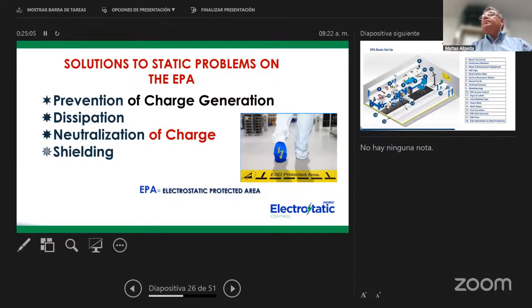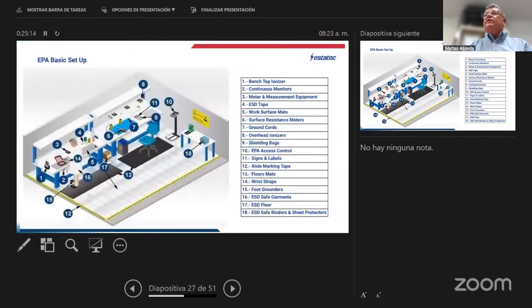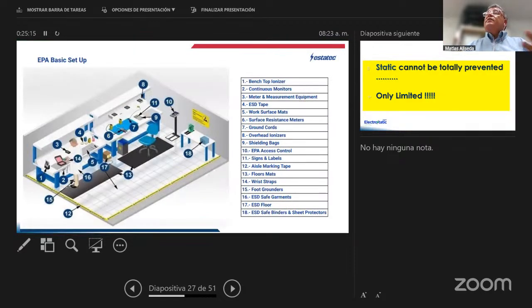So we have to prepare the EPA, the electrostatic protected area, with all the controls. I'm going to pass through this very fast, all the controls that we have to have in the EPA. But as I tell my guys, it's not a piece of cake. It's not like making enchiladas, you know. We have to take care of this.